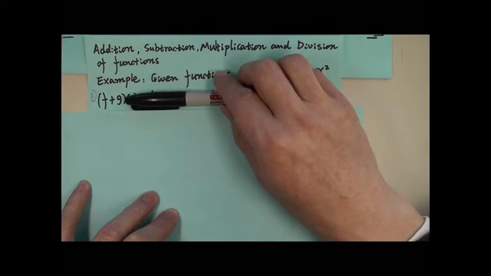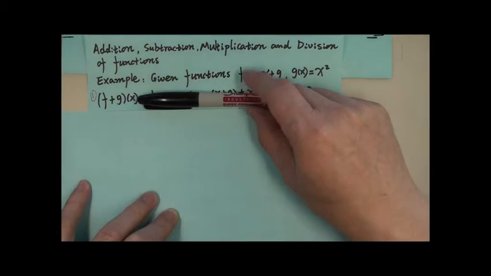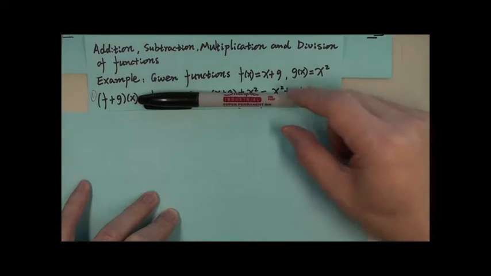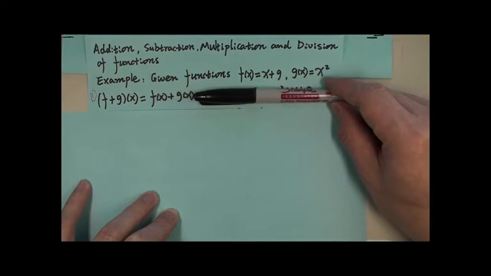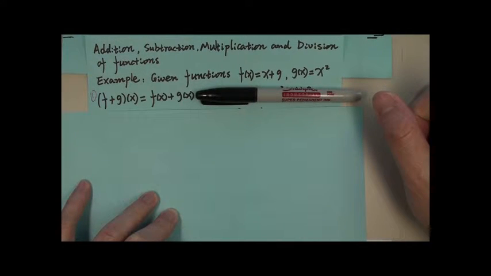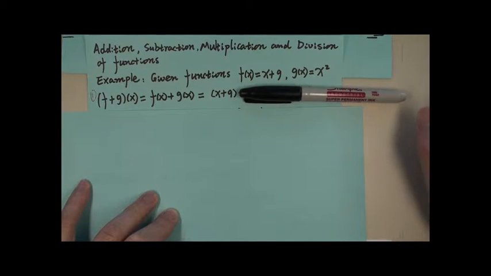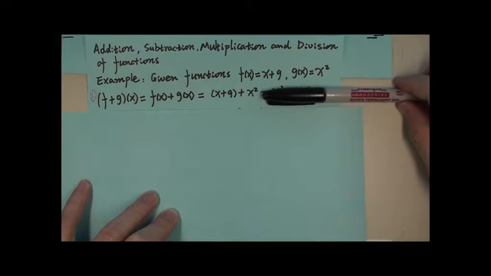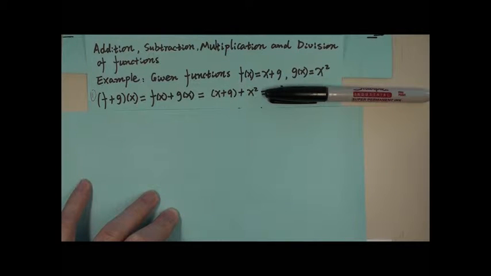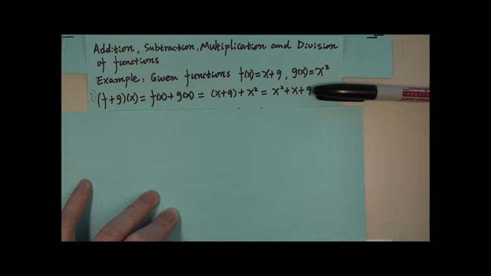For example, what is the function of f plus g of x? By definition, that's the sum of two functions, f of x plus g of x. This is by definition. Okay. Then f of x is x plus 9, g of x is x squared, and you write this in descending order, so that would be x squared plus x plus 9.